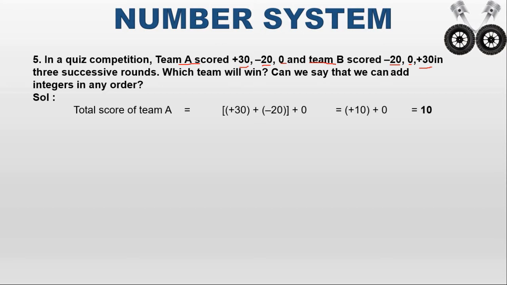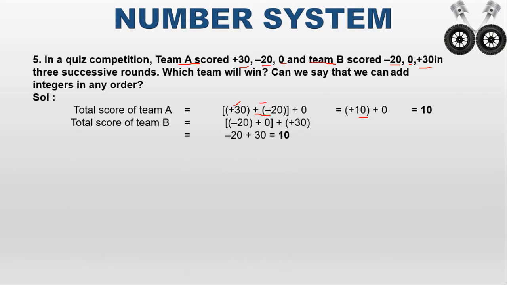So plus 30 and minus 20 are within a bracket. So you have to add. So plus into minus, the answer is minus. So plus 30 minus 20, the answer is 10. Which is the biggest number here? 30 is the biggest number. What is the sign here? Plus. So plus 10. So plus 10 plus 0, the answer is 10.